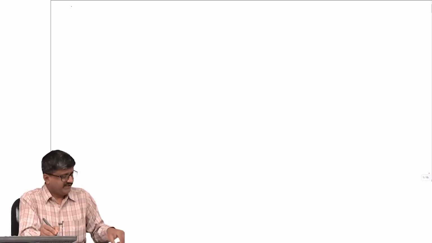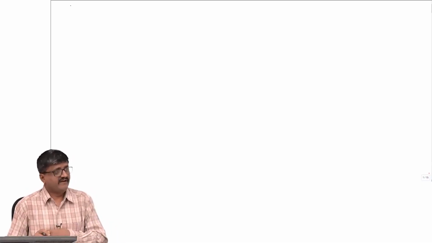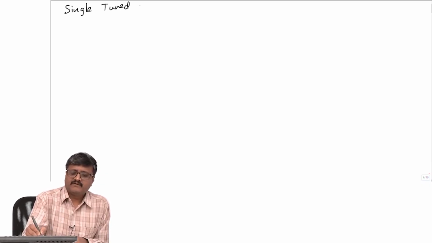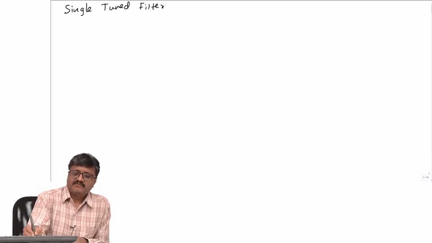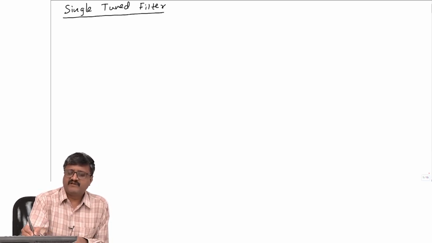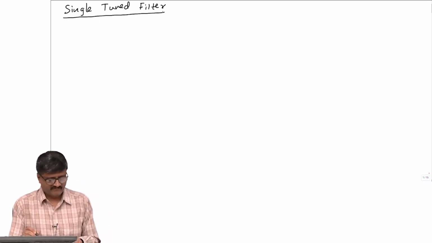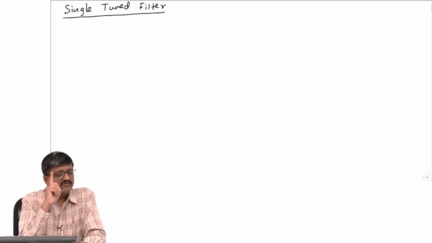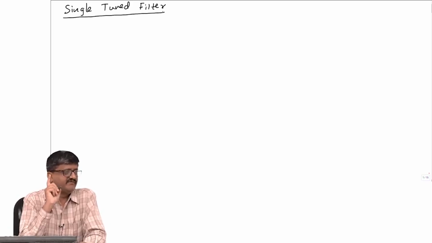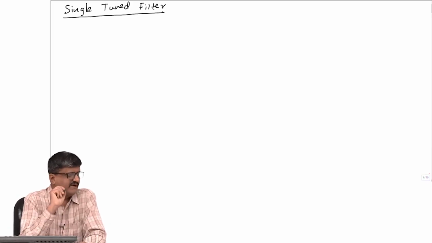Okay. In the last class, we were trying to see the requirement of a filter because of the problems of harmonics. So, we will study a very simple design of what is known as a single tuned filter. As the name suggests, a single tuned filter is designed for minimizing one particular harmonic frequency. So, single means one frequency. So, it is tuned for one harmonic frequency.